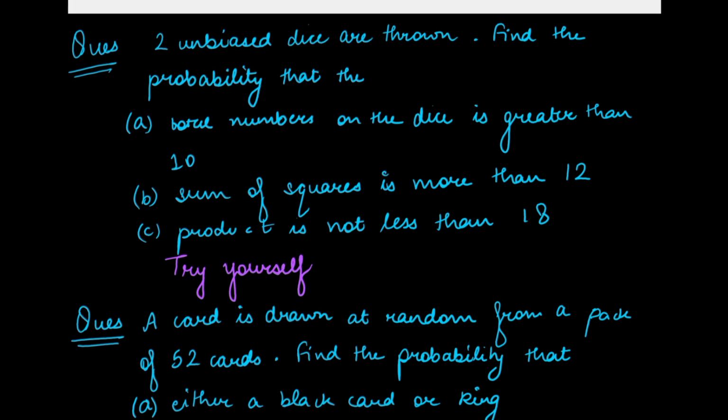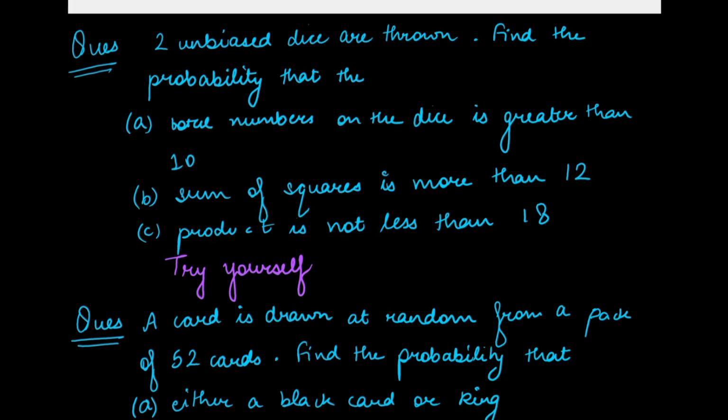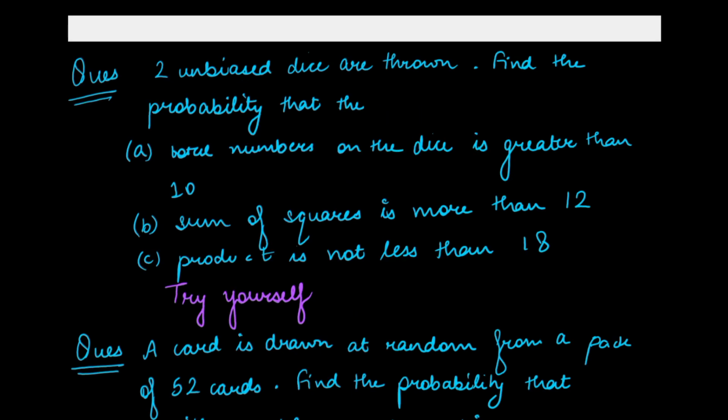Next question. This is a practice question. Two unbiased dice are thrown. Find the probability that the total number on the dice is greater than 10. Sum of the squares is more than 12. Product is not less than 18. Write the sample space, 36 possible outcomes. Then cancel out the numbers that are not needed. Count the favorable outcomes and you will get the probability.